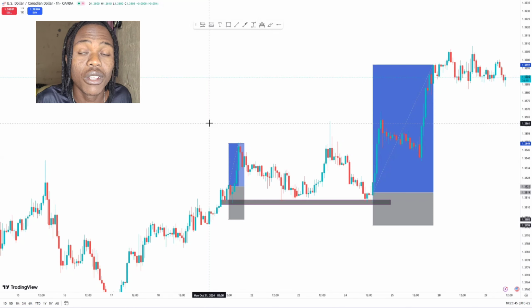But today we are going to be using strictly USD CAD because the previous two setups were on NASDAQ. Today's setups are USD CAD.